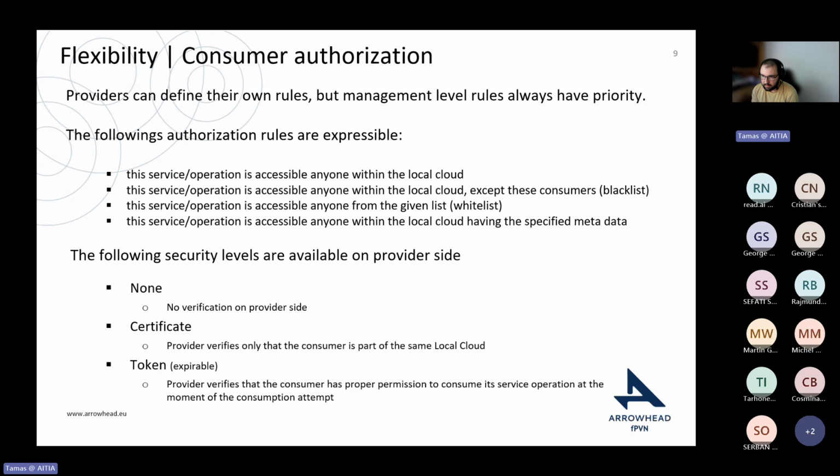And we have also the certificate security level, when the consumer has to send to the provider also its certificate. So the provider will be able to verify whether the consumer is part of the same local cloud or not. And we have also the token-based security level. So these are expirable tokens. The provider verifies that the consumer has proper permission to consume its service operation at the moment of the consumption attempt.